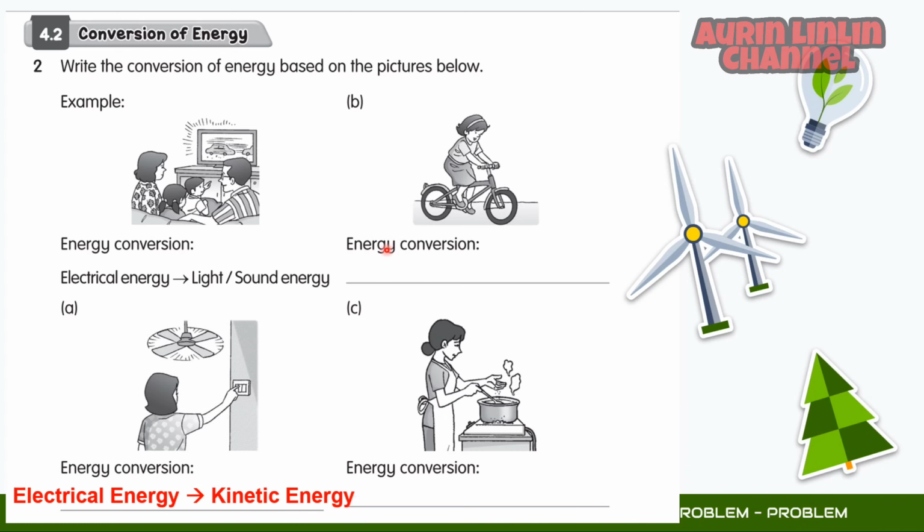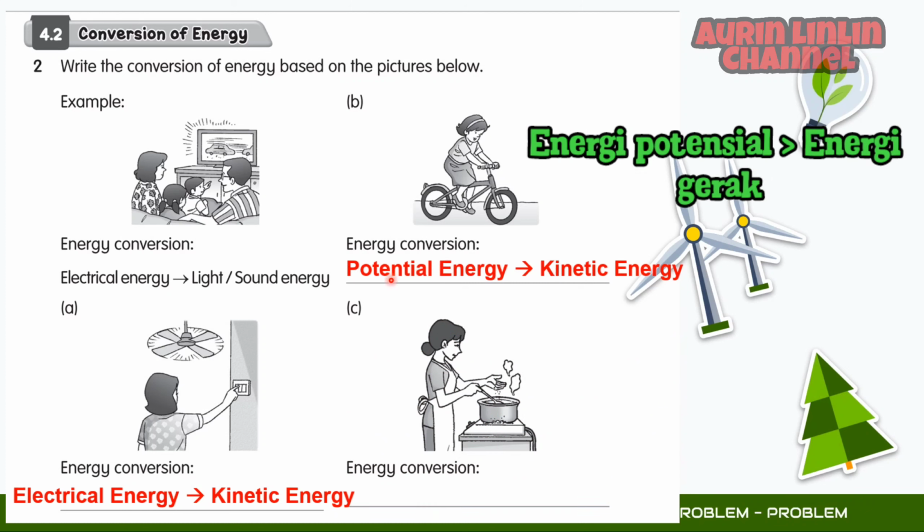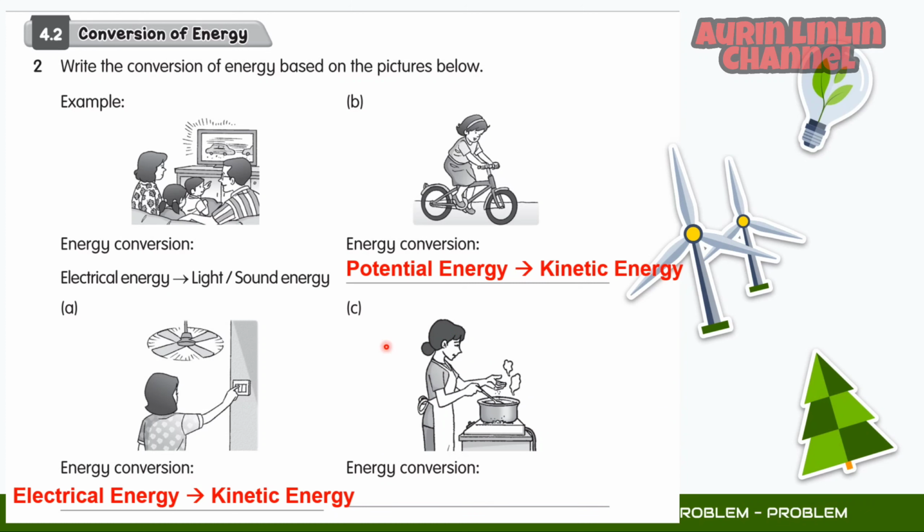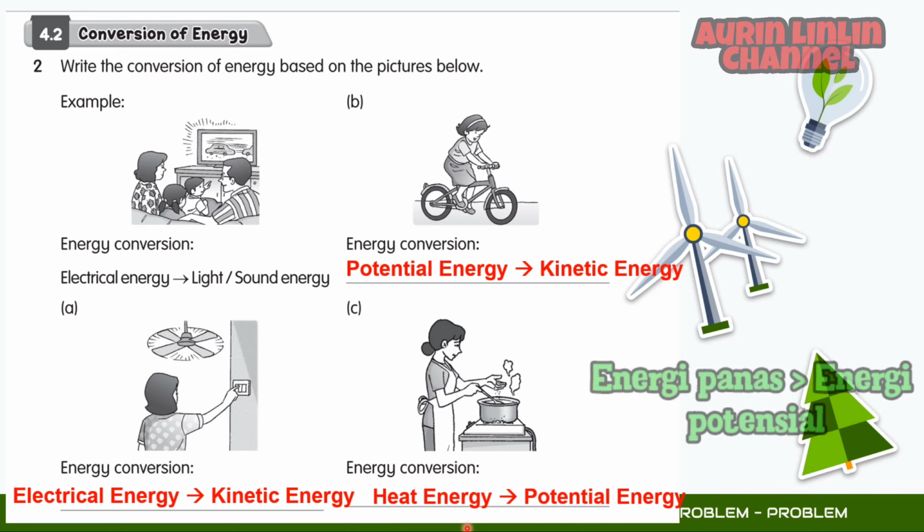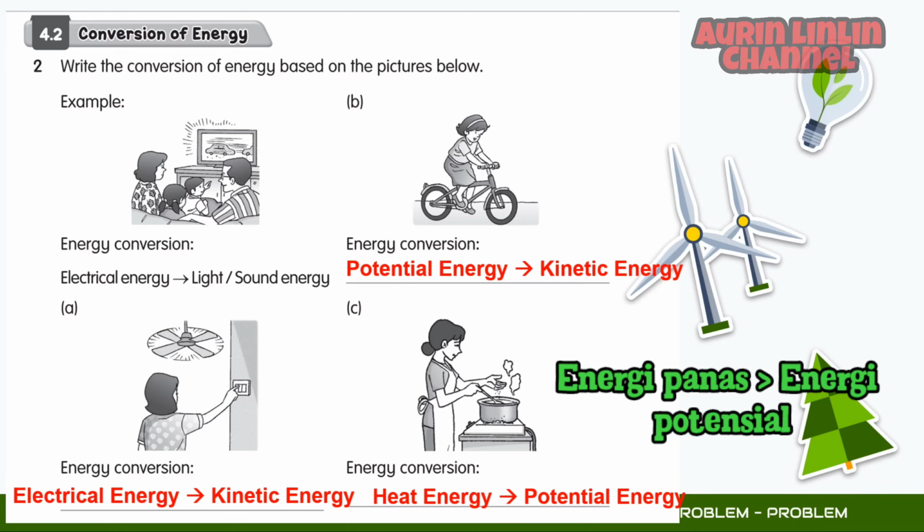Picture B. The energy conversion is potential energy to kinetic energy. Picture C. Look at the mom. Mom is cooking, and the energy conversion is heat energy to potential energy.